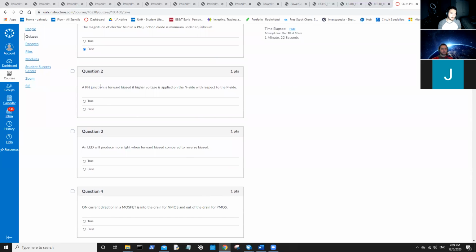All right, a PN junction is forward biased if higher voltage is applied to the N side with respect to the P side. So this is an electrostatics thing. When you think of a PN junction, you have your P, which is doped with acceptors, therefore negative ions, and then your N, which is doped with donors, therefore positive ions. So looking from left to right, PN, you have a minus plus. If you apply a higher voltage to the N side with respect to the P side, the potential across the system is plus minus plus. So you have the applied voltage going this way and the PN junction voltage going this way. They're going in opposite directions.